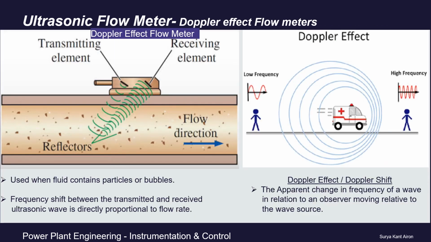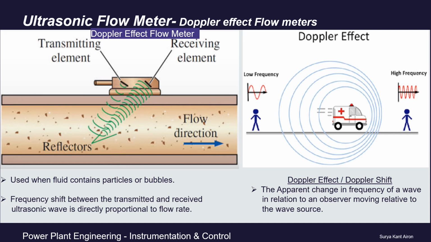Our second type of ultrasonic flow meters are Doppler effect flow meters. The Doppler effect flow meter is used when the fluid contains particles or bubbles. The Doppler effect is when an ambulance passes on the road, the siren sound is high when the ambulance is near, and the sound vanishes as it goes away. This happens even though the siren sound remains the same. This is called the Doppler effect. The same effect is used in Doppler effect ultrasonic flow meters.